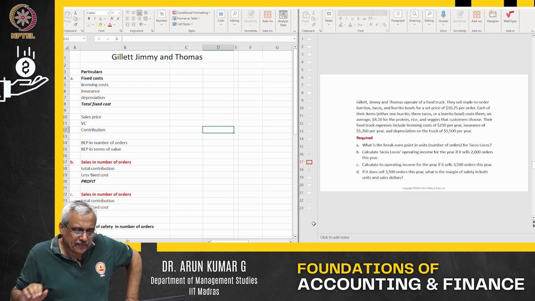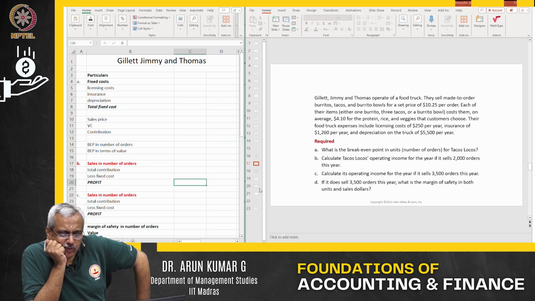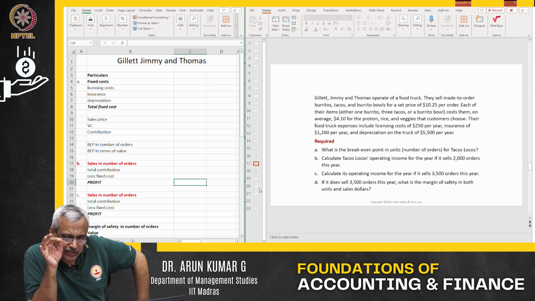It says that Gillette, Jimmy and Thomas operate a food truck. They sell made to order burritos, tacos and so on at a price of $10.25 per order. Each of the items cost them on average $4.10 for the protein, rice, veggies that the customer chooses. Their food truck includes licensing cost of $250, insurance of $1260 and depreciation of $5,500 per year. Now, first thing, what is the break-even point in units?